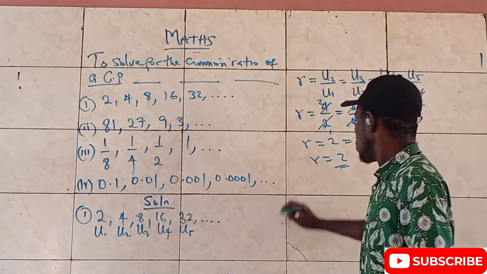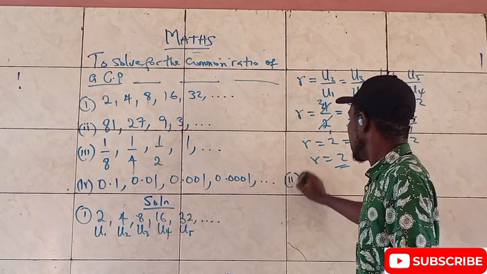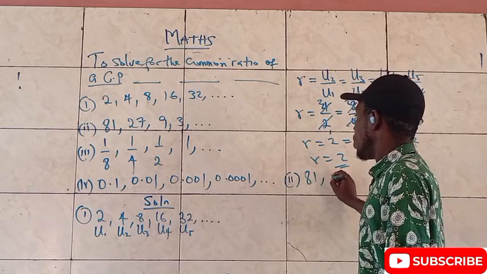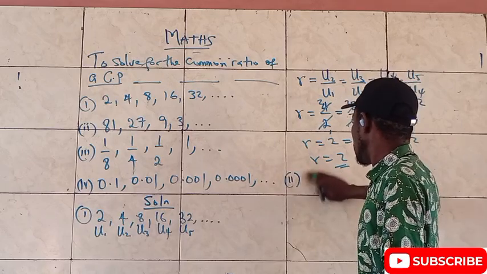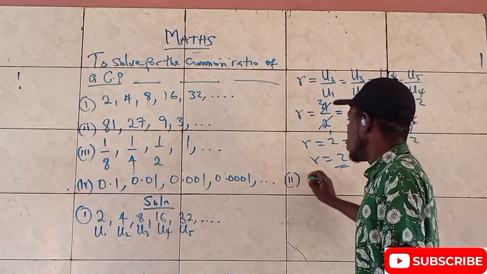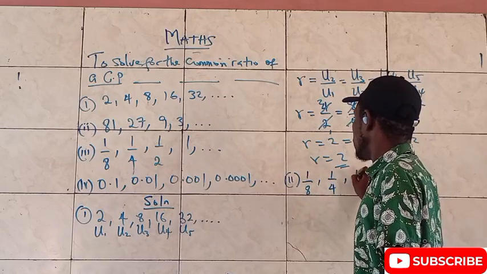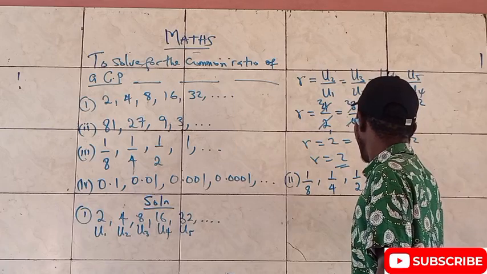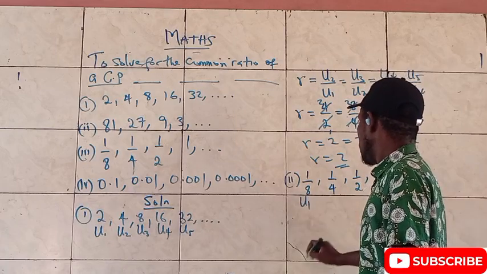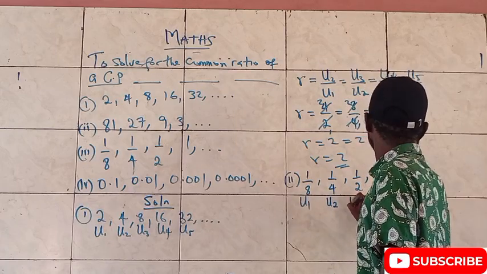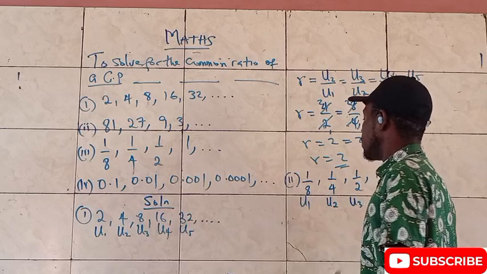So, look at number 2. In the same light, we have 81, or maybe I should just do number 3. I think it's number 2. Then I have 1 over 8. I have 1 over 4. I have 1 over 2. I have 1 all the way down. I label this my U1, here my U2, here my U3, here my U4.